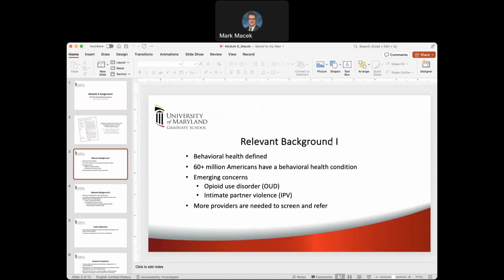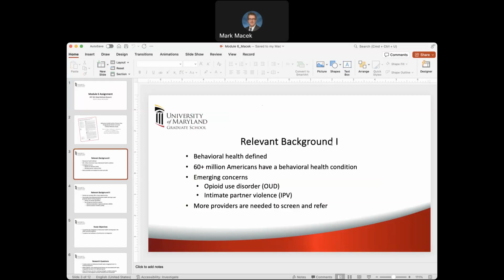To introduce the article, the authors referenced a definition of behavioral health developed by the Substance Abuse and Mental Health Services Administration, or SAMHSA. According to their definition, behavioral health is the promotion of mental health, resilience, and well-being, the treatment of mental and substance use disorders, and the support of those who experience and/or are in recovery from these conditions, along with their families and communities.